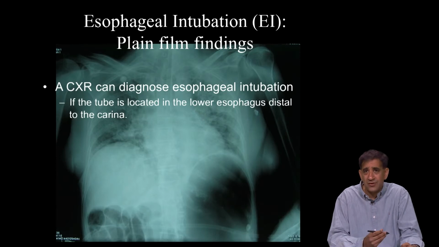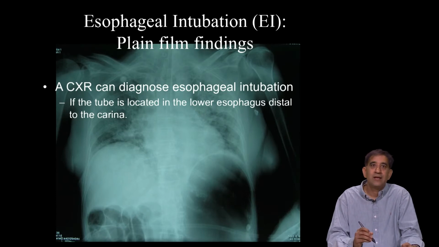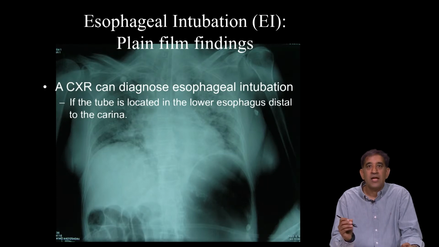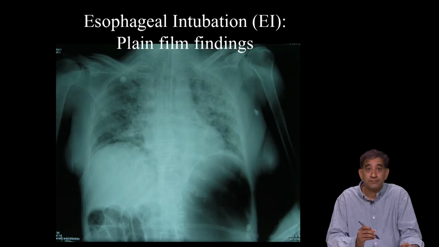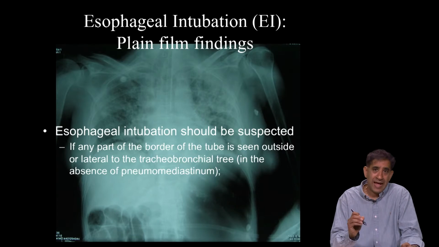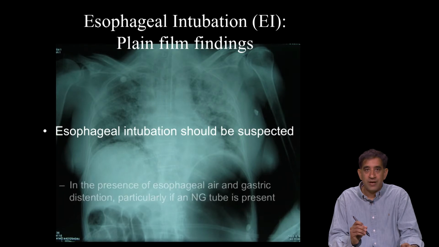So a chest X-ray can diagnose esophageal intubation. Certainly you want to try and diagnose it before you get the chest X-ray. You want to do it clinically or using end-tidal CO2 or pulse oximetry. And how does a chest X-ray diagnose esophageal intubation? If the tube is located in the lower esophagus, distal to the carina, that is concerning for esophageal intubation. If any part of the border of the tube is seen outside or lateral to the tracheobronchial tree, as in this particular chest X-ray, that makes you worried about esophageal intubation.